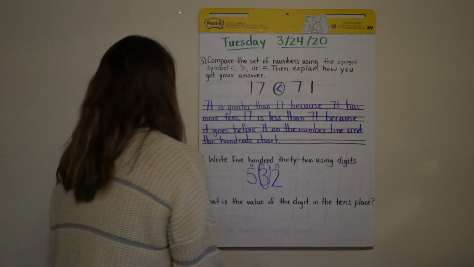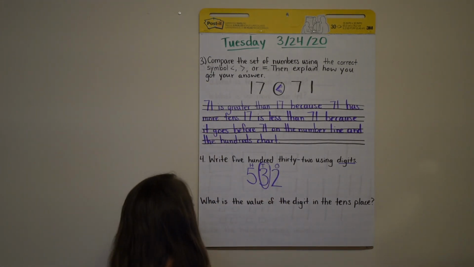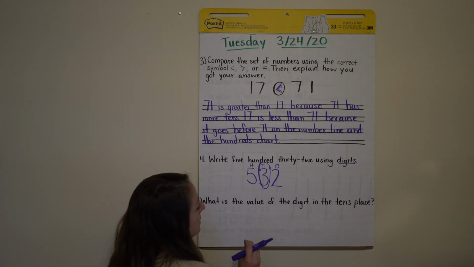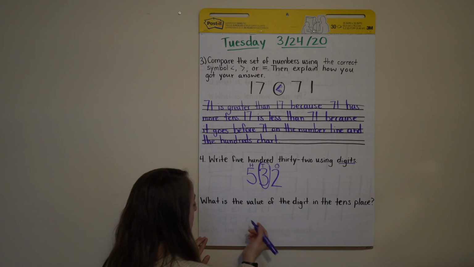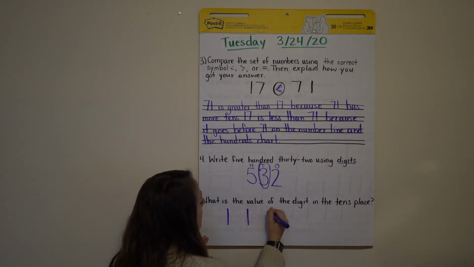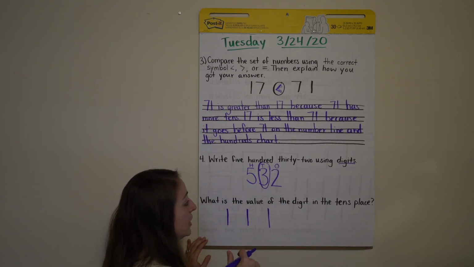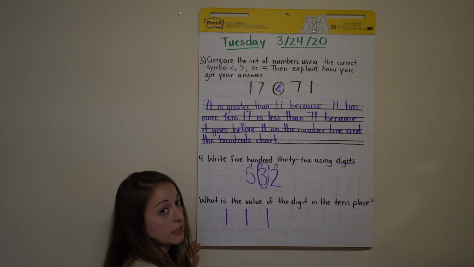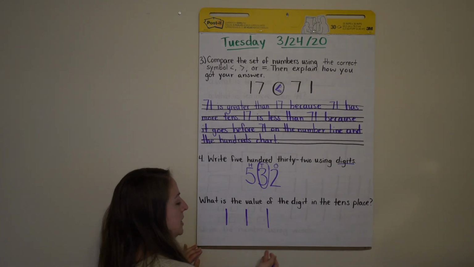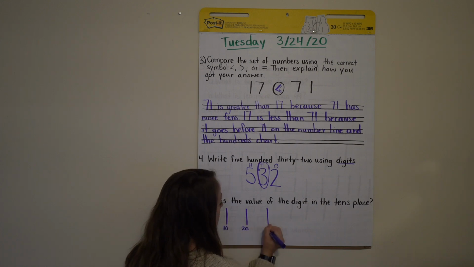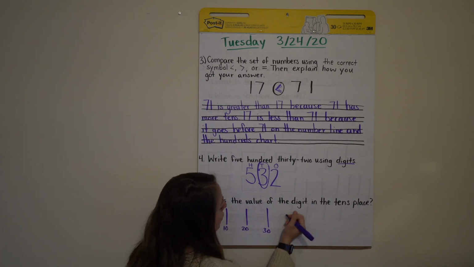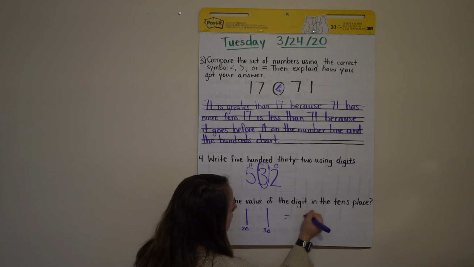Okay, so something I like to do is I like to draw out just how many tens that I have since we're looking at the tens place. I have 3 tens. I'm going to draw 3 tens out. Now my value is not 3. We have to figure out what 3 tens would equal. So 10, 20, 30. Okay, so my value is actually 30.